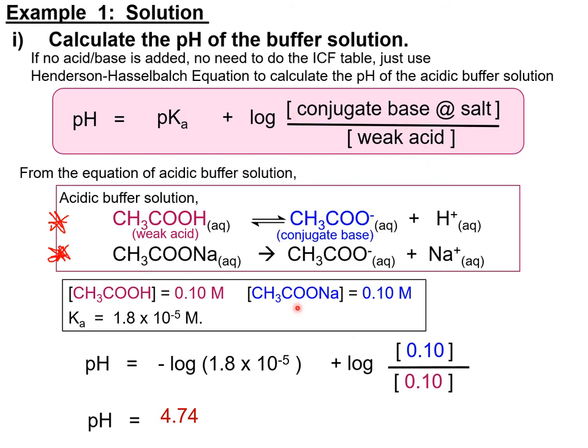Dia ada bagi tahu information pasal concentration of conjugate base ke? Conjugate base CH3COO minus. Tak ada kan, tapi dia bagi tahu concentration of the salt, which is CH3COONa ni, concentration dia 0.1. So, you masukkan sahaja concentration of the salt, which is 0.1, bahagikan dengan concentration of the weak acid, 0.1. Therefore, you will get the pH value is 4.74.